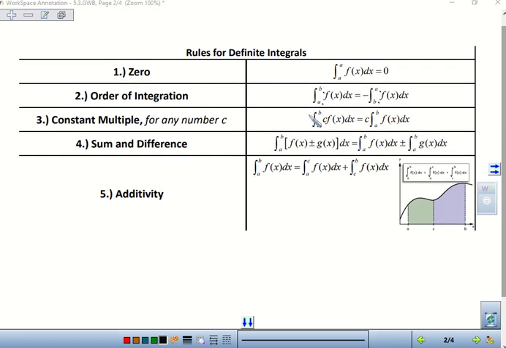Sum and difference, whether it be sum or difference. If you have x squared minus x, and you break it up into two integrals, like the integral from a to b of x squared plus the integral from a to b of x, it's going to give you the same result as if you did it all in one integral.